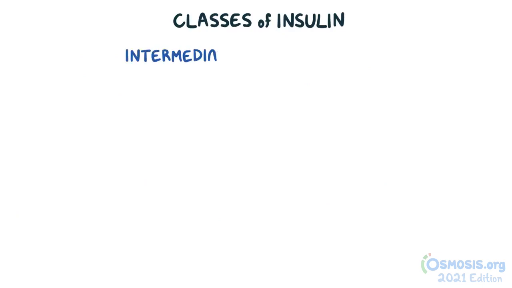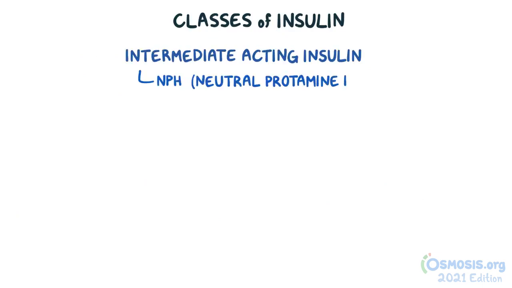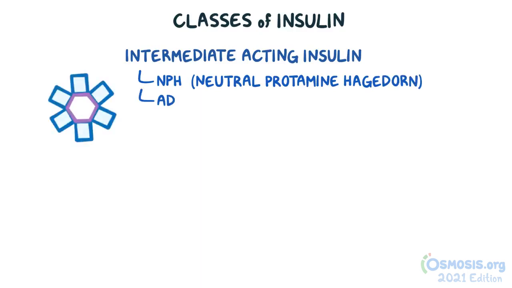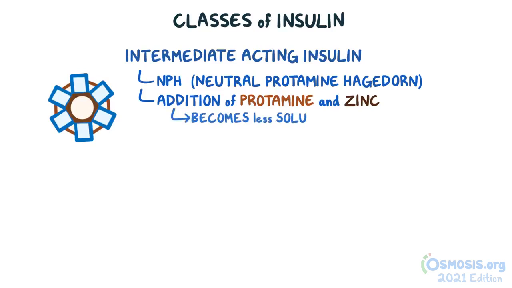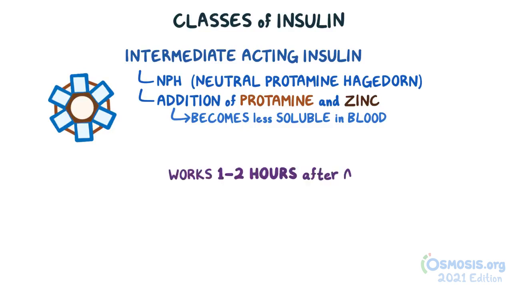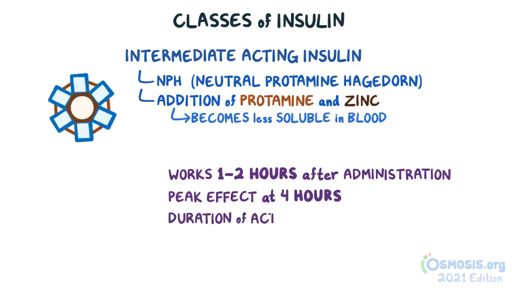Next up is the intermediate-acting insulin, known as NPH insulin, which stands for neutral protamine Hagedorn. It's created through the addition of protamine and zinc to regular insulin. These additional elements cause NPH insulin to become less soluble in the blood than regular insulin. As a result, NPH insulin only becomes active around 1 to 2 hours after administration, with a peak effect after 4 hours and lasts for 16 to 24 hours. Due to its long duration of action, it's used as a basal insulin.